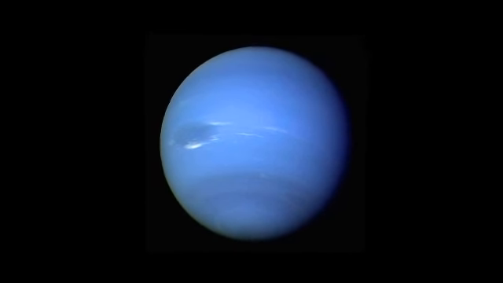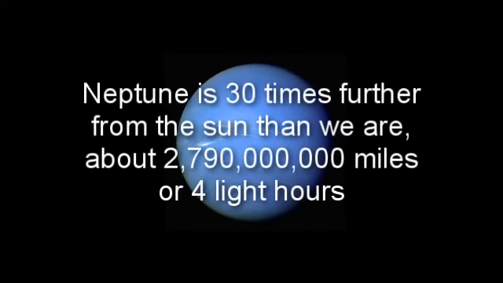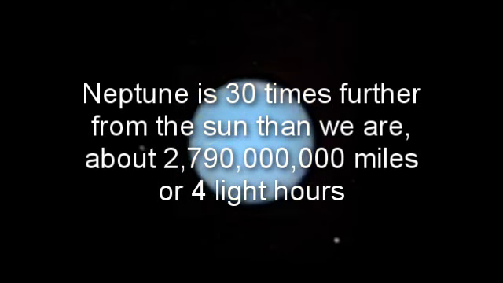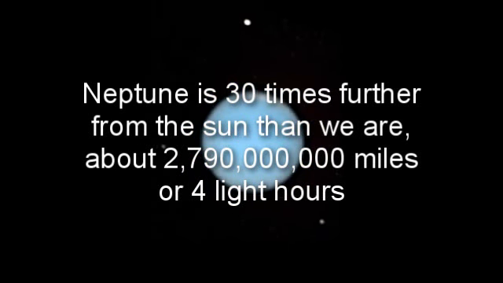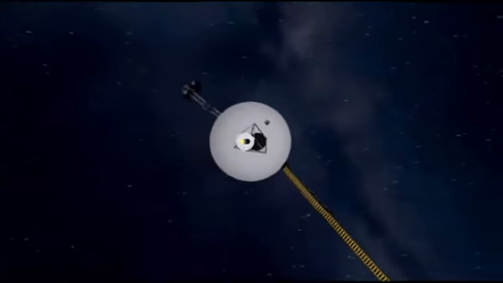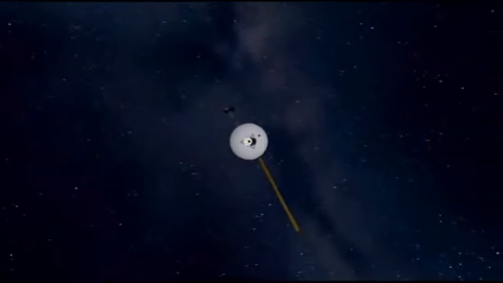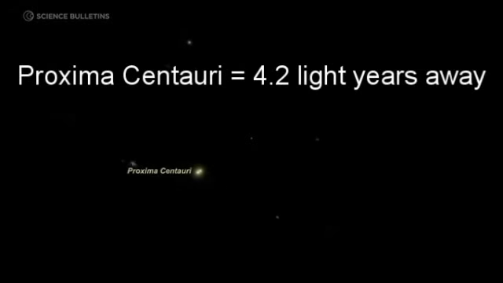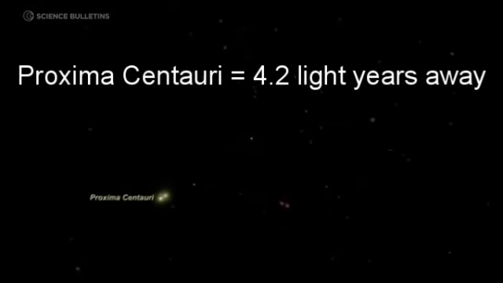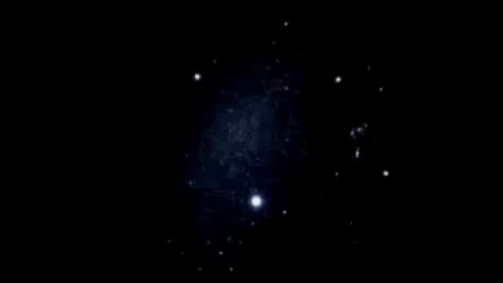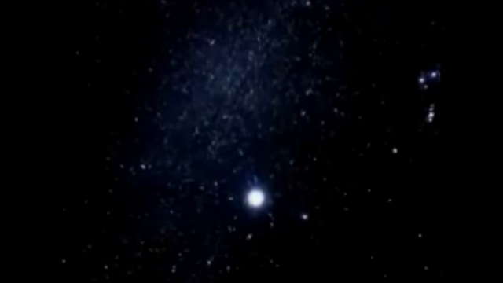Neptune, the outermost large planet in the solar system, is 30 times as far as we are from the sun, which is about 4 light hours. The furthest man-made objects, the Voyager space probes, are currently about 4 times further than Neptune, which is still less than 1 light day. But this distance is tiny in the grand scheme of things. The closest star, other than our Sun, is Proxima Centauri, which is just over 4 light years away. Voyager 1 would take about 76,000 years to get there, if it were heading in that direction.